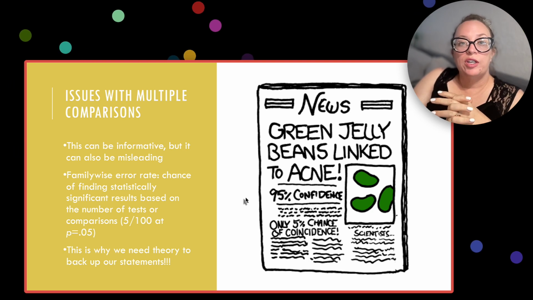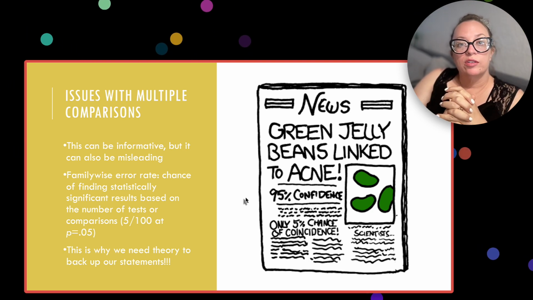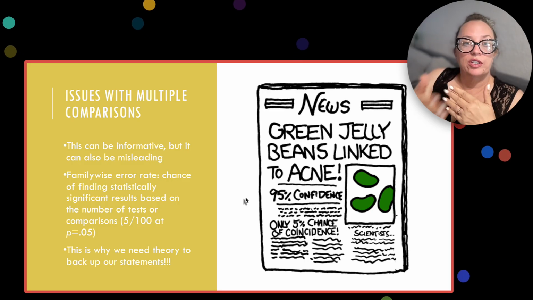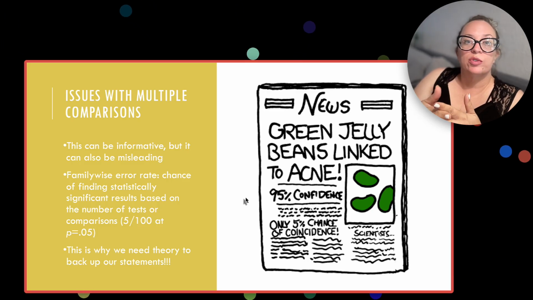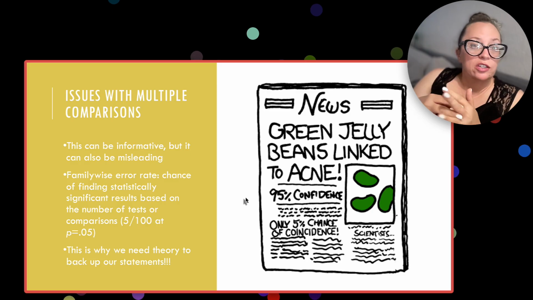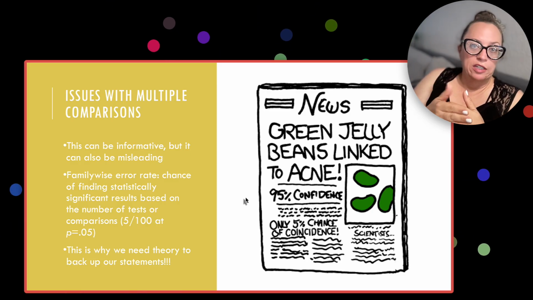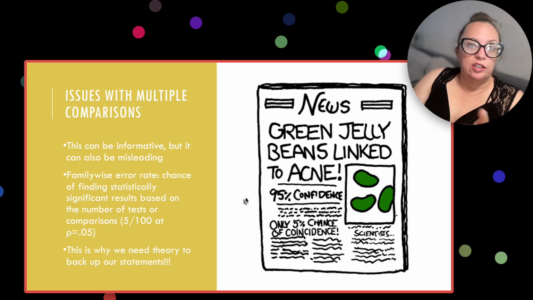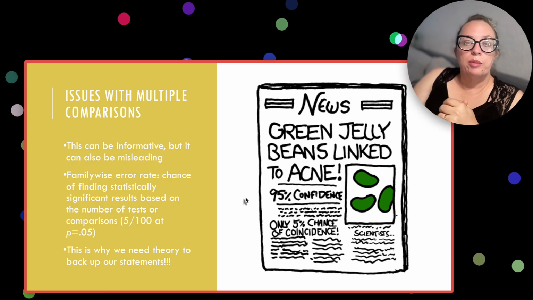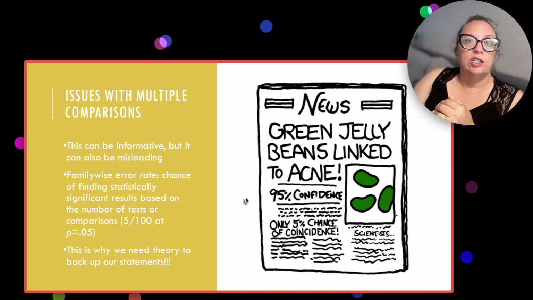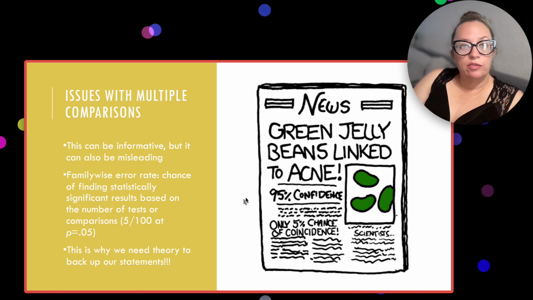First of all, this could be an error, right? That's what our error rate determines. So the family-wise error rate is the chance of finding significant results based on the number of tests or comparisons. If you run 100 tests, you should expect 5 of them to come back significant, just probabilistically, just random chance, right? So you might be thinking, what the heck, then how do we ever know if what we're getting back is correct if we have this percentage rate of error?